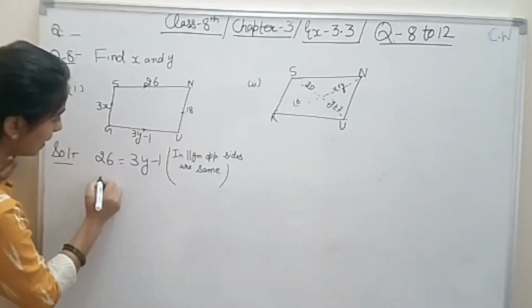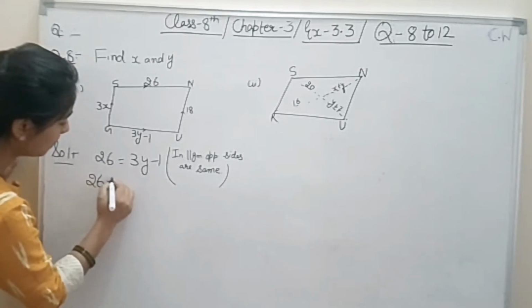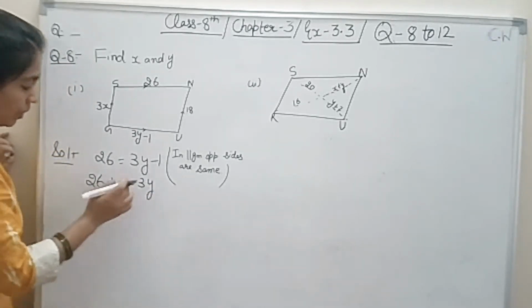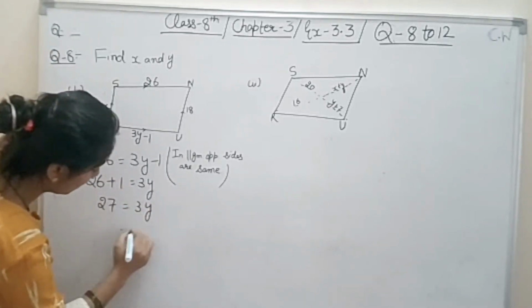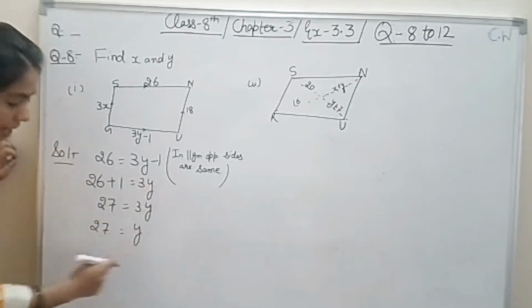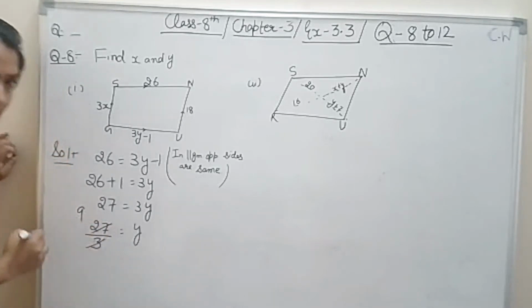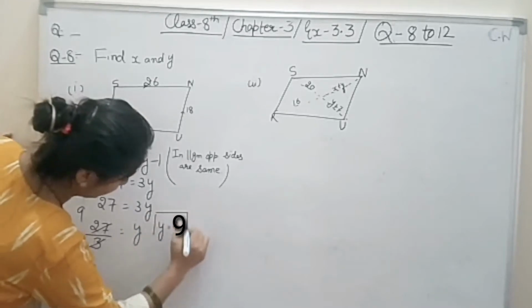Fine. So 26 is equal to 3y minus 1. So 26 plus 1 is equal to 3y because the variable term is there. 26 plus 1, 27 is equal to 3y. So the y value is 27 divided by 3. This 3 is multiplication, so it will come to the other side as divide. So 3 1 are 3, 3 9 are 27. So y is equal to 9.